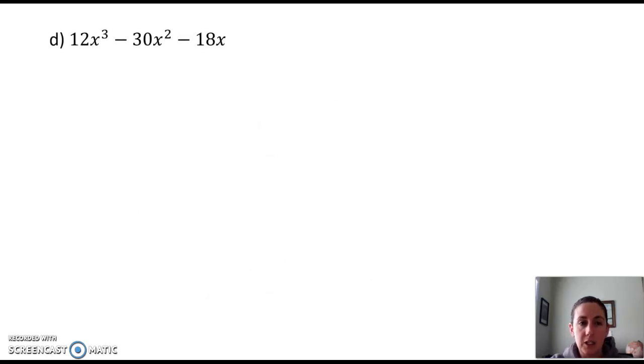Let's look at 12x cubed minus 30x squared minus 18x. Again, first thing you want to do is definitely factor out the greatest common factor. They all have a 2x in common, actually they all have a 6x in common, so I will pull out a 6x. And when I do, I'm left with 2x squared minus 5x minus 3. So now I'm going to need to factor that.